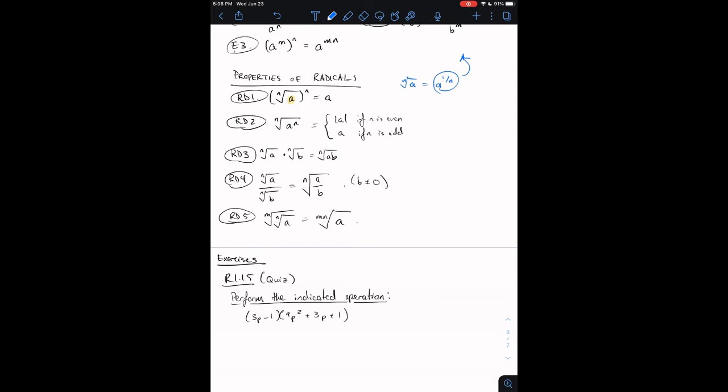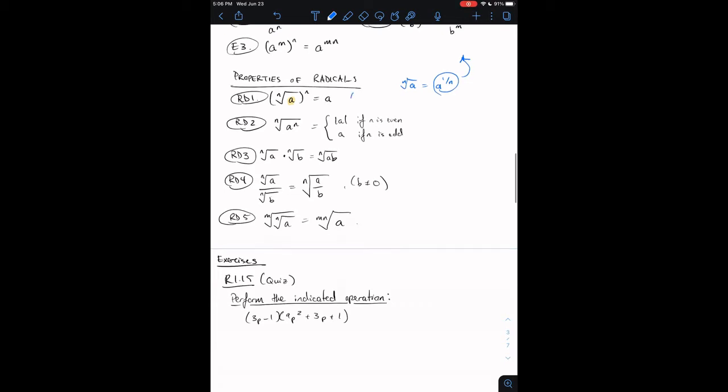But some of the other properties to look out for: the nth root of a to the nth power is a. This is just because you have basically a to the 1 over n, to the nth power. If you do the multiplication there, you'll get a to the 1. If you bring that nth power inside, you get either the absolute value of a if n is even, and just a if n is odd.